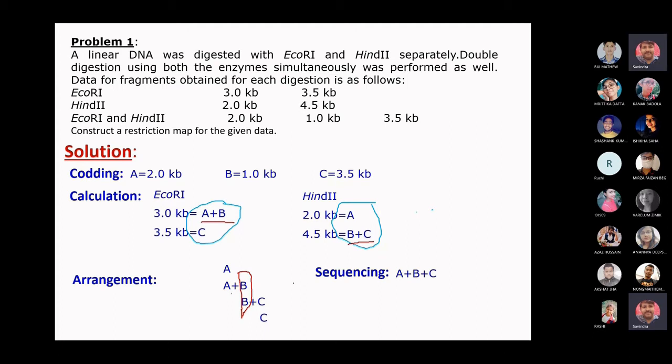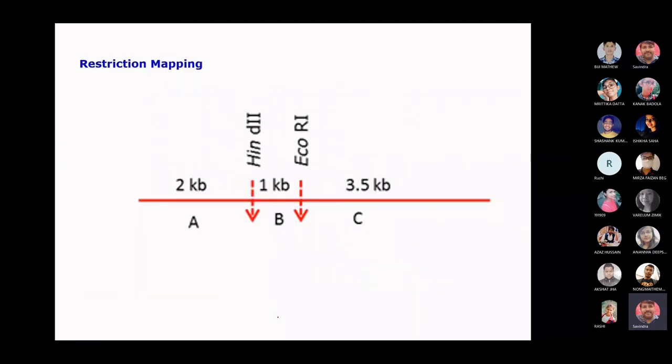you have to map it. We have completed 4 steps. Coding we have completed, calculation we have completed, arrangement we have completed, sequencing we have completed. Now only mapping is remaining. So this is the restriction map.